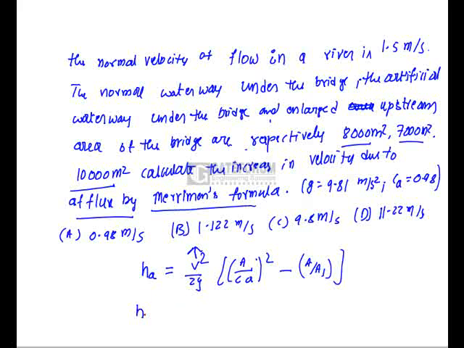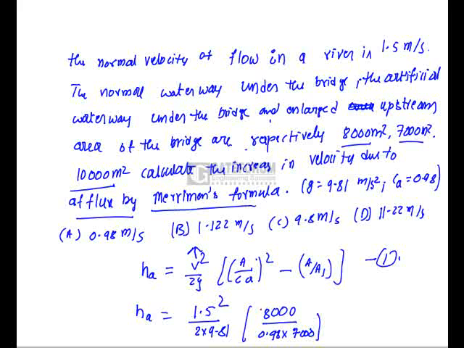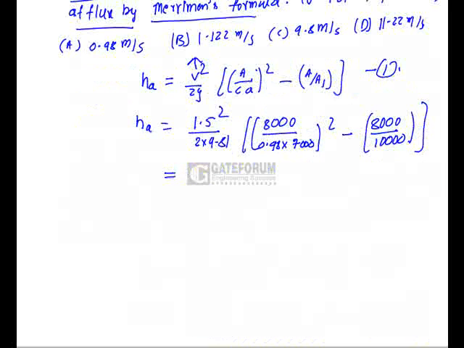By substituting these values in the equation, we get 1.5 square by 2 into 9.81, into (A is 8000, the normal waterway under the bridge, C is 0.98, and small a is the artificial waterway, 7000) whole square minus 8000 divided by 10,000, the upstream area A1. We get the value of HA approximately 0.0642 meters.